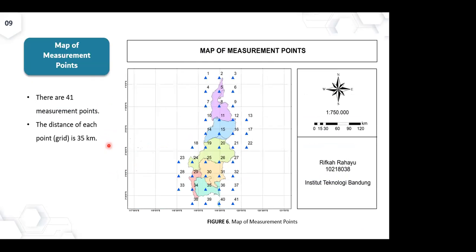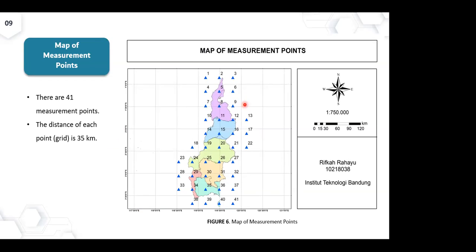Okay, this section is the result of this research. First, this picture is the map of the measurement points, where there are 41 measurement points distributed in this research area and marked with a blue triangle as seen in this slide. And the distance of each point or grid is 35 kilometers.